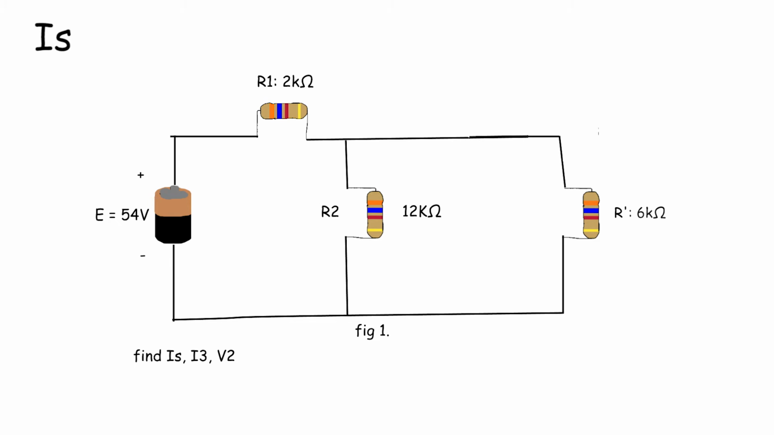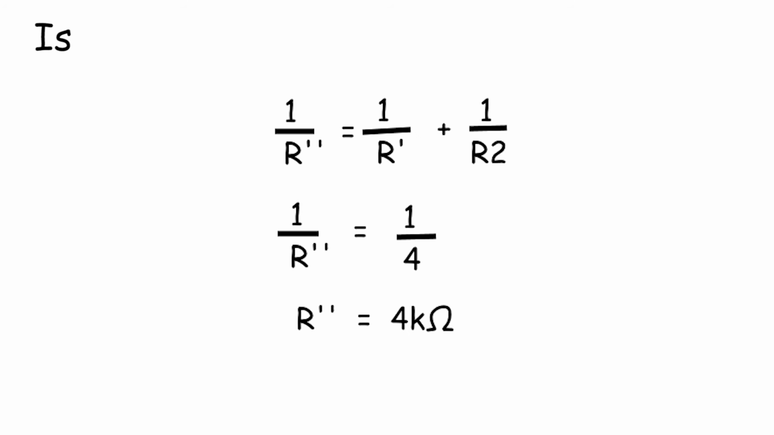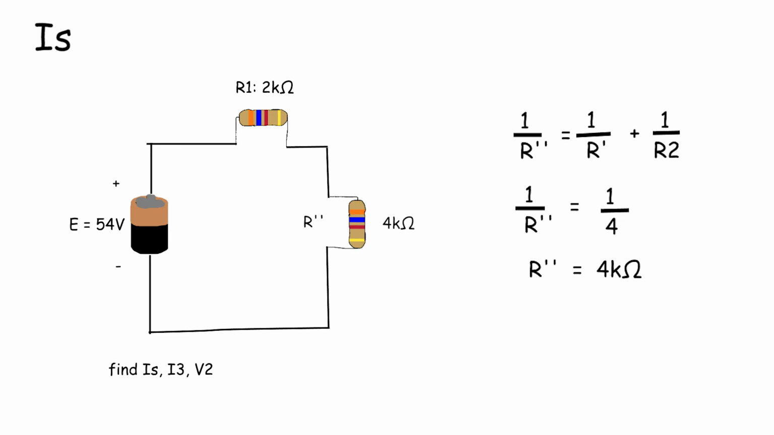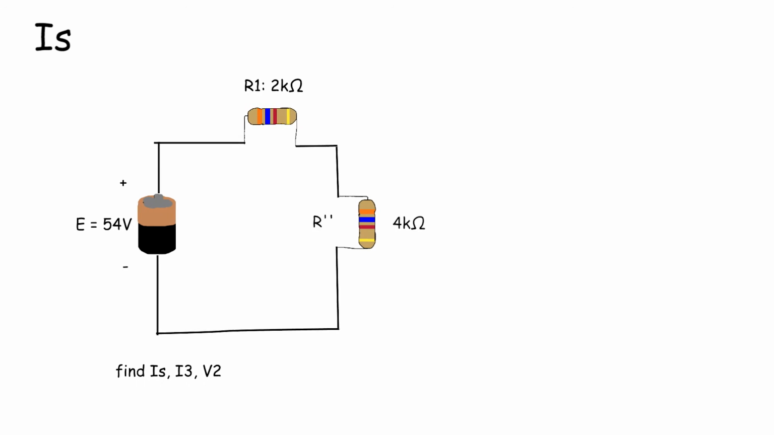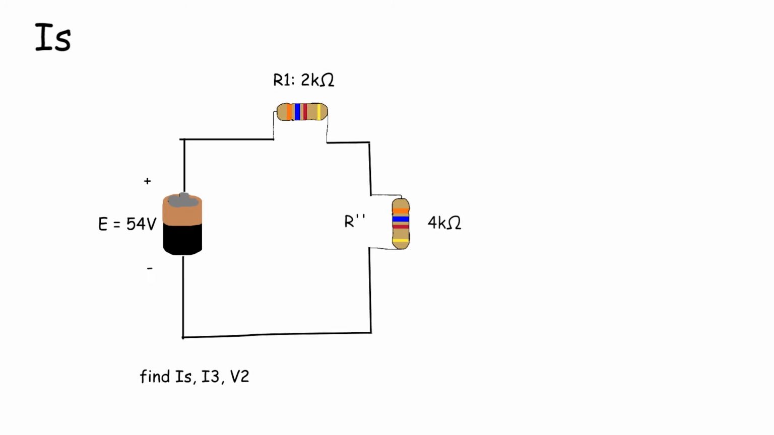Once you have R', you can imagine that the circuit now only has 3 resistors, and we can see that resistor 2 and resistor R' are in parallel. As a result, we can easily combine and replace them. We'll call the total R''. A good fact to know is that when adding resistors in parallel, the resistance will always be smaller than the smallest resistor in parallel. We're now left with a simple series circuit with just 2 resistors.